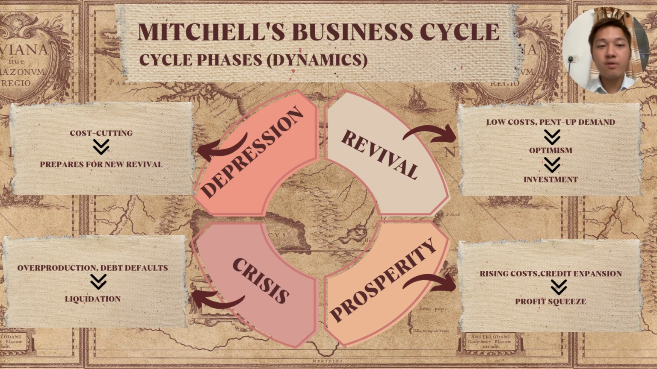Let's walk through the cycle. Revival. After a depression, costs are low, debts are cleared, and optimism returns. Businesses start hiring, consumers spend, and the wheels turn. Prosperity. Everyone is making money, but slowly costs rise: wages, materials, loans. Profit margins shrink. Crisis, the tipping point. Overproduction, debts are defaulted, panic sets in. Think of the 2008 housing crash: banks freeze, jobs vanish. Depression, the painful reset. Businesses cut costs, workers accept lower wages, and eventually the cycle starts anew. Mitchell showed how each phase logically leads to the next. No magic, just cold, hard economic mechanics.